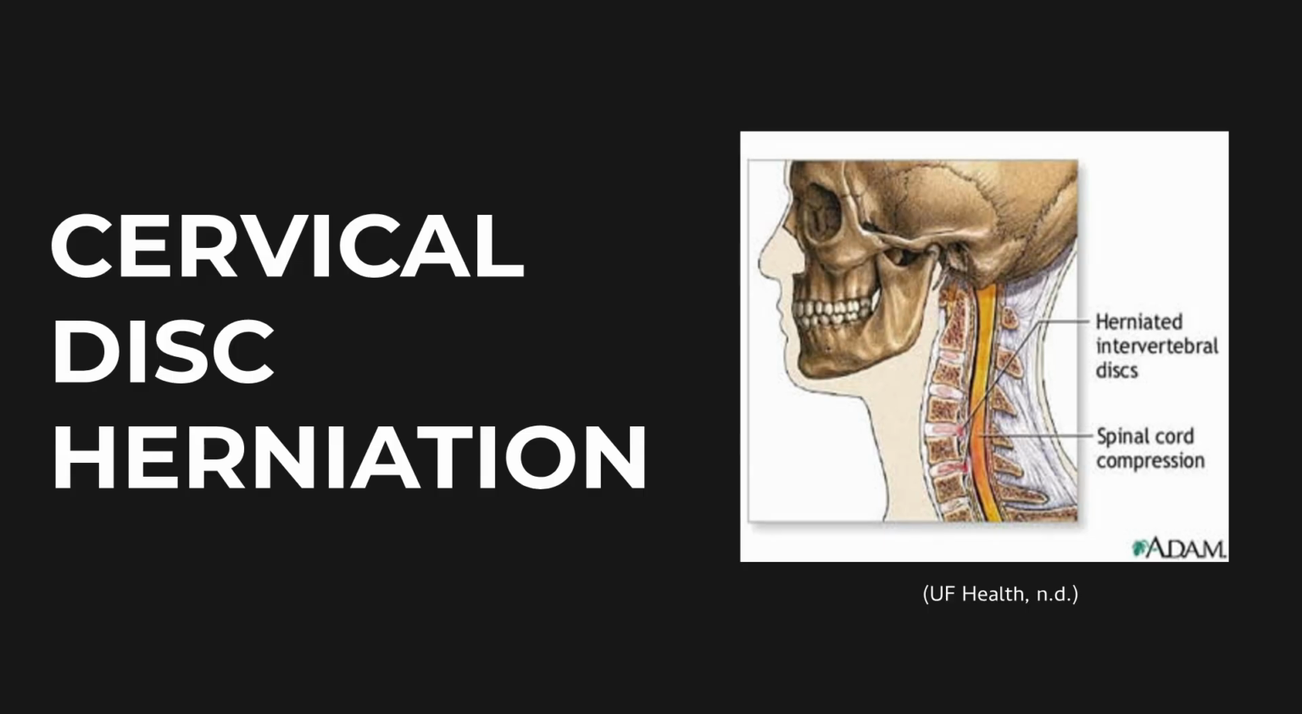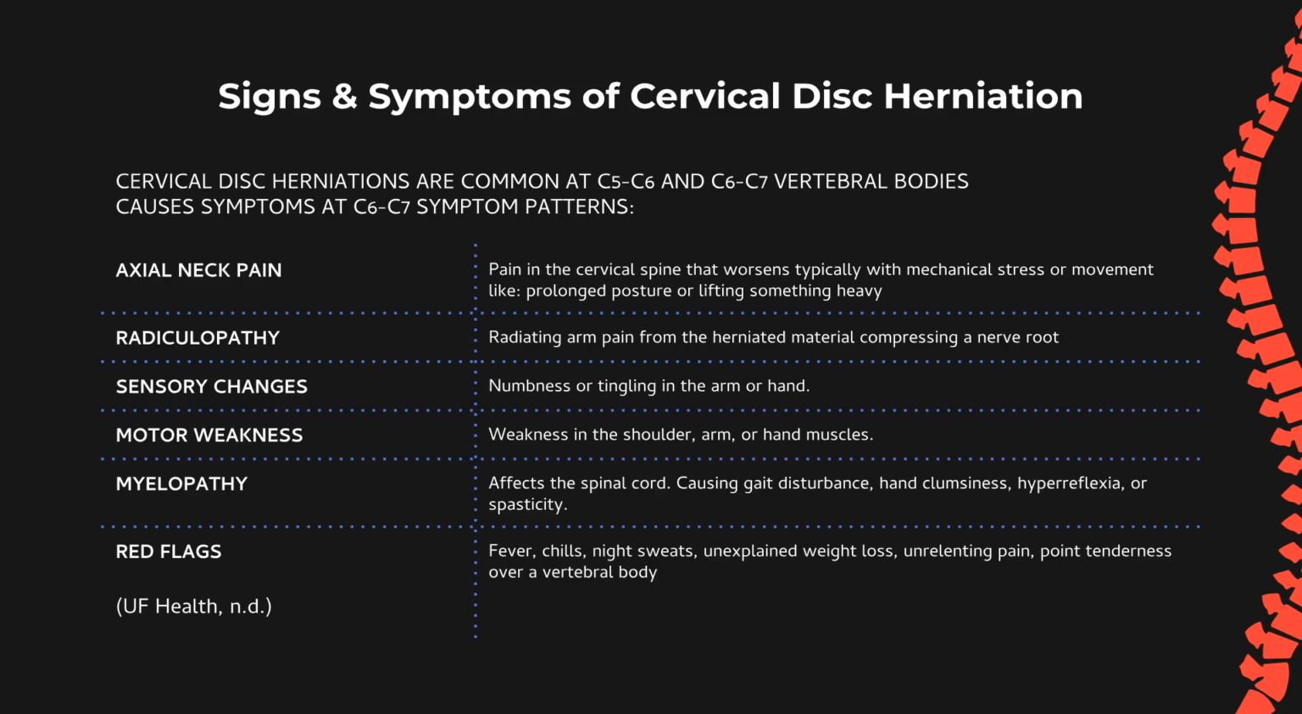Cervical disc herniations. The image on the right depicts a herniated disc in the cervical spine compressing on the spinal cord. Signs and symptoms of cervical disc herniations usually occur because of C6, C7 vertebral bodies, causing the most common complaints such as axial neck pain, ipsilateral arm pain, or paresthesia in specific dermatome regions. Axial neck pain usually causes pain in the neck due to mechanical stress or movement, such as prolonged posture or lifting something heavy.